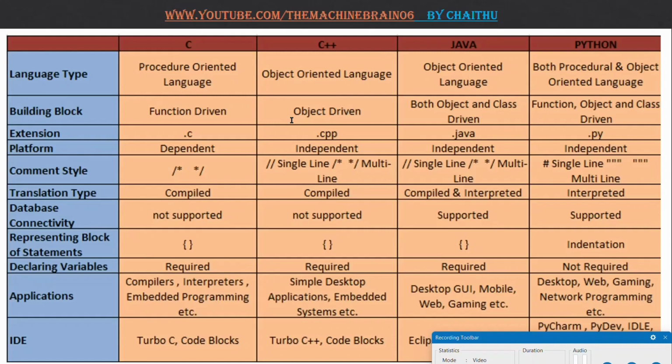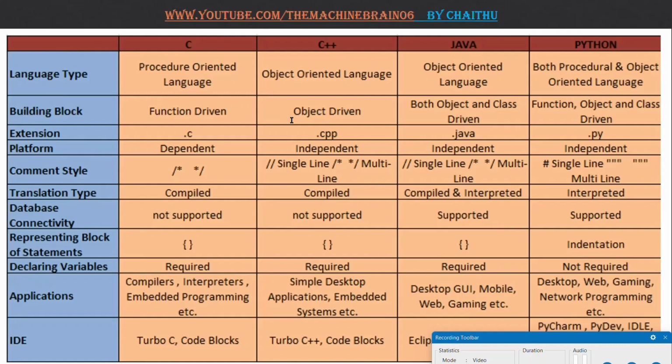Next, the platform. Here platform means operating systems. Linux is one platform, Windows is another platform, and Mac is another platform. Here C is a dependent platform, so it is used only in Windows, and C++ is an independent platform, so it is used in Linux, Windows, Mac, like that. Java is also independent, and Python as well is an independent platform. It does not depend on the platform.